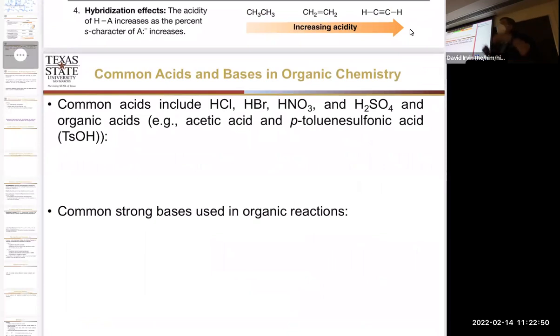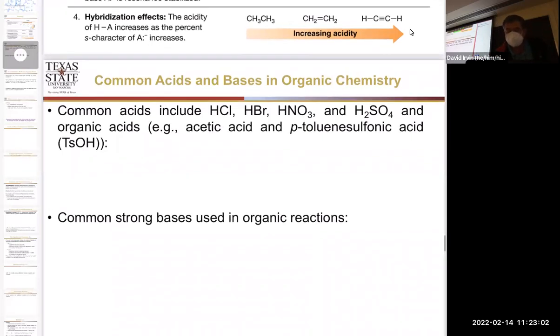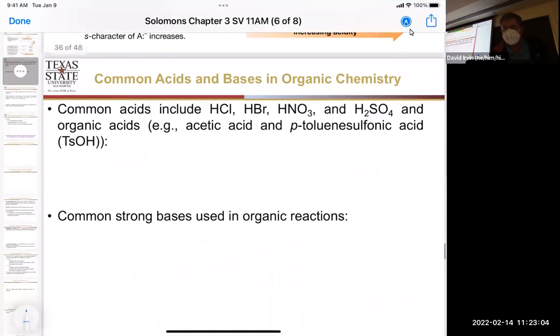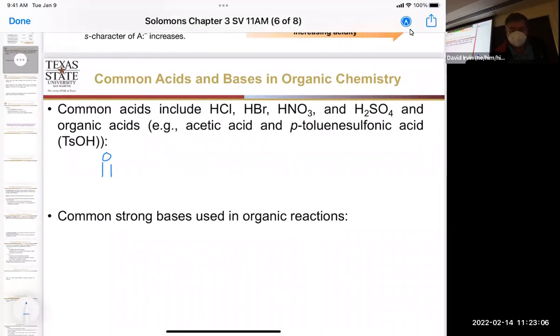Okay. So the most common acids, of course, from Gen Chem were things like HCl and HBr, and those are still strong acids. But when we talk about strong acids in organic, we talk mostly about things like acetic acid, or our carboxylic acids. And it's acidic because of the resonance.